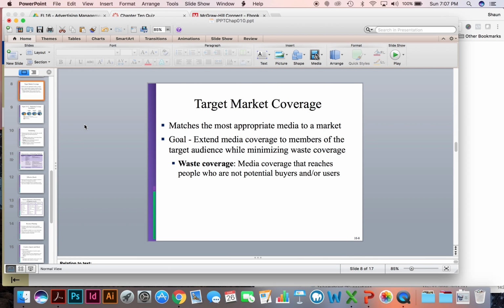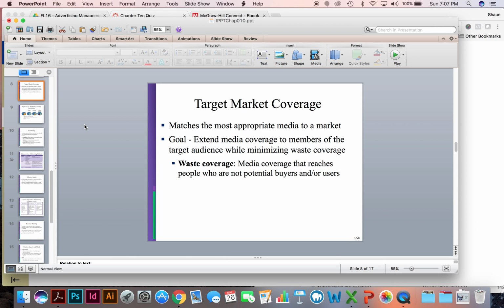Target market coverage. This matches the most appropriate media to the market. The goal of this is to extend media coverage to members of the target audience while minimizing waste coverage. And waste coverage is media coverage that reaches people who are not potential buyers or users.